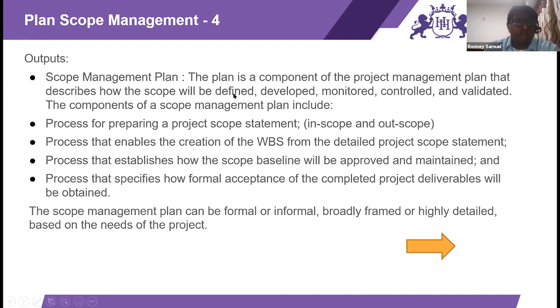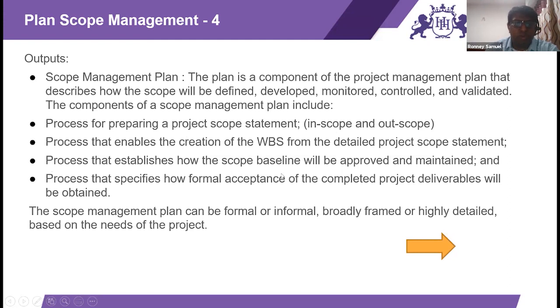So the output here is the scope management plan. Either it can be an independent document or it can be a component of your PMP that describes how the scope would be defined, validated, monitored, and controlled. The components of the scope management plan include the process for preparing a project scope statement, which means what would be in scope and what is out of scope. Creation of the WBS, that is work breakdown structure. We are going to learn about this in detail.